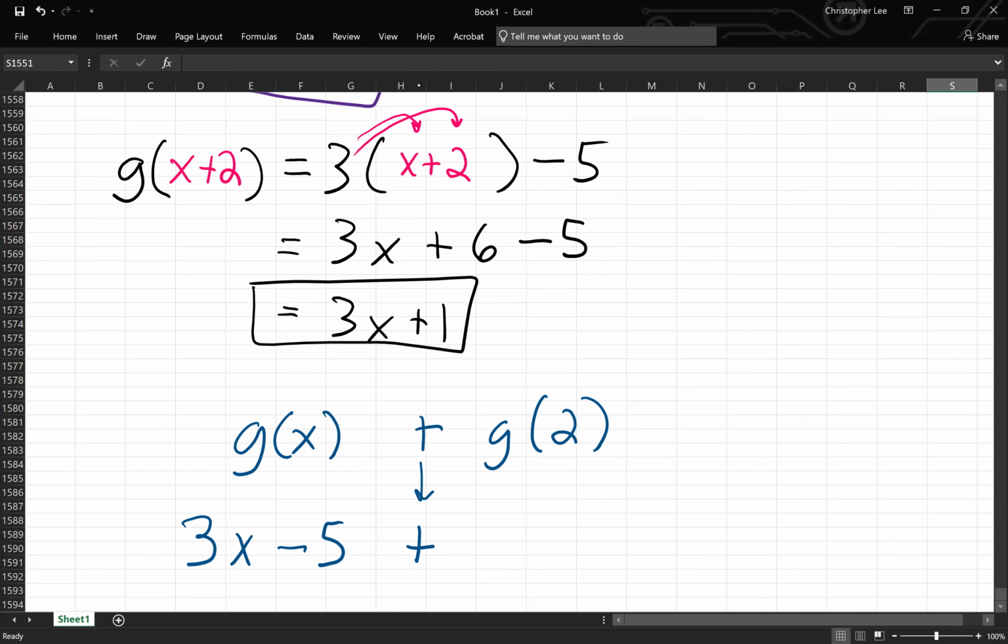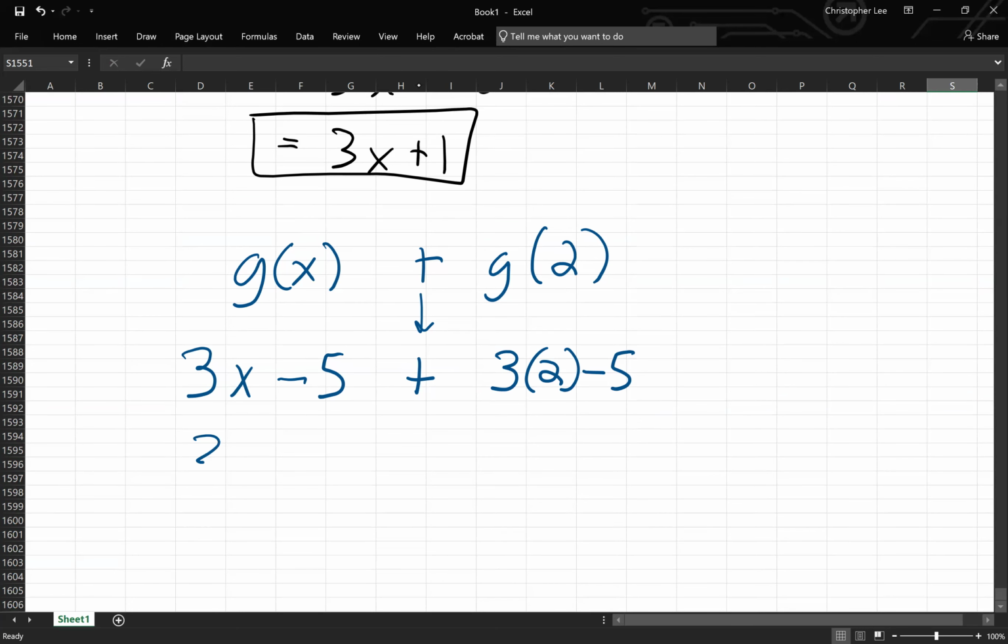Now, what is g of 2? So g of 2 is literally 3 times 2 minus 5. But here's the kicker, put it in parentheses. Well, actually, wait, no, I don't need that because it's addition. The subtraction, I would do that. But that's it. After that, do a little bit of math, combine like terms, and we're done with the question. 3 times 2, very good. So now I have 3x minus 5 plus 3 times 2 is 6 minus 5.